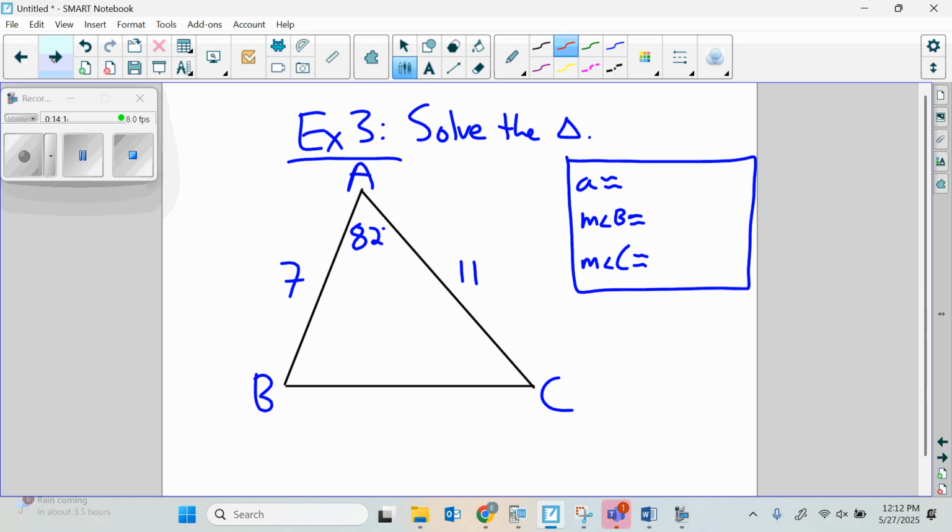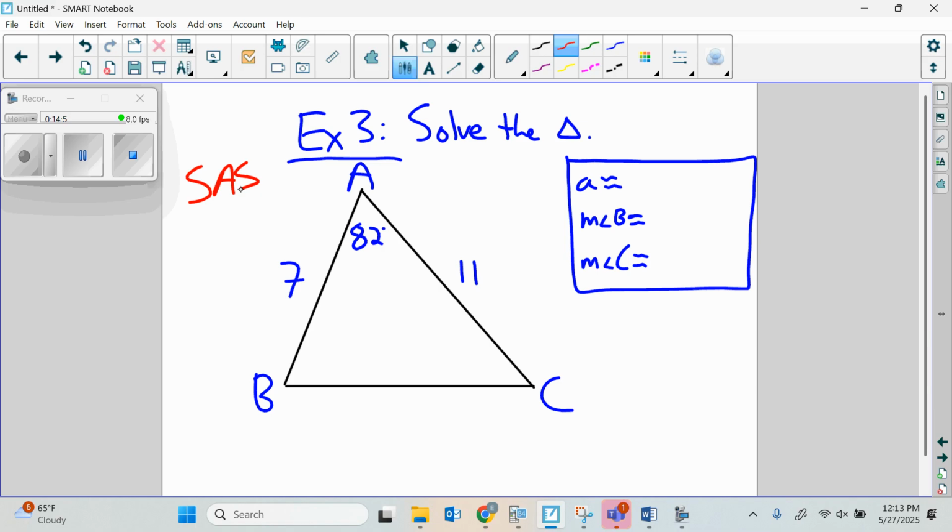Okay, so the first thing we first want to recognize is that this is set up SAS. Two sides that I know, 7 and 11, and an angle in between. So this is SAS. That tells me I want to use law of cosines. So again, it's c squared equals a squared plus b squared minus 2ab cos c. But this time I'm not solving for little c squared, I'm solving for little a squared first. So what I'm looking for here is the missing side. Anytime we start SAS, find that missing side first.